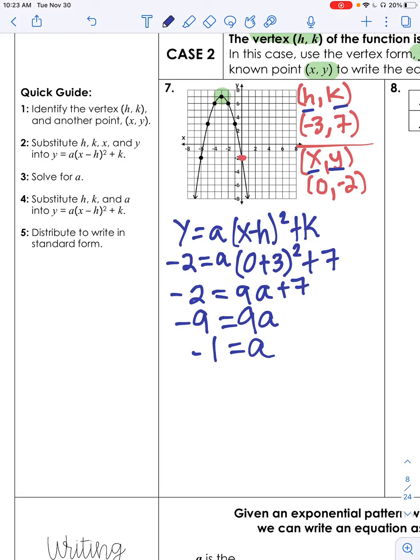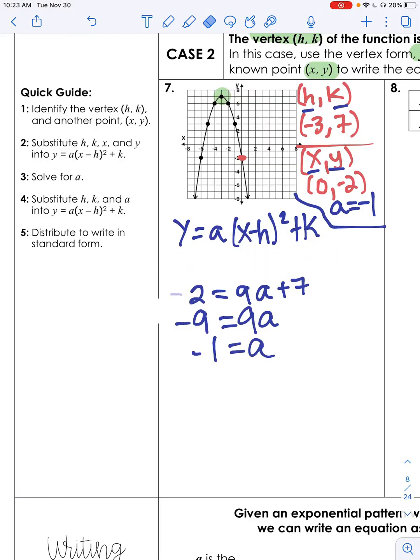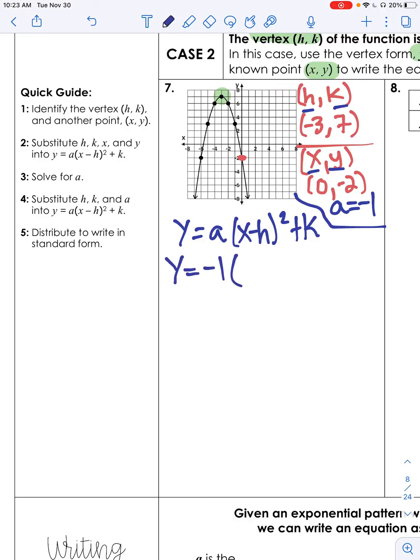All right. So let's just add that to the list. a equals -1 of what we know. And then we are ready to substitute into the vertex form. All right, so y equals -1 times (x plus 3), the quantity squared, plus 7, okay? So now we're on our last step, distribute, and we will have to square this binomial, of course, and write in standard form.